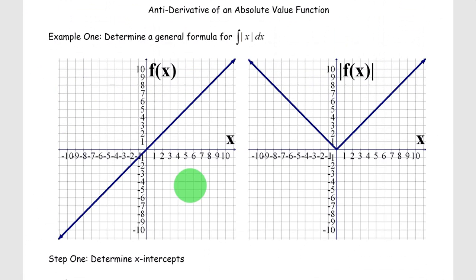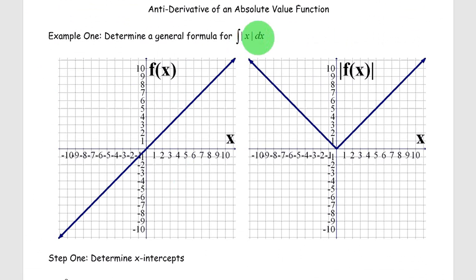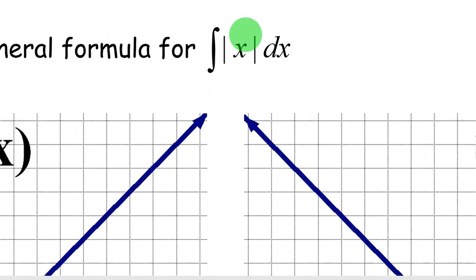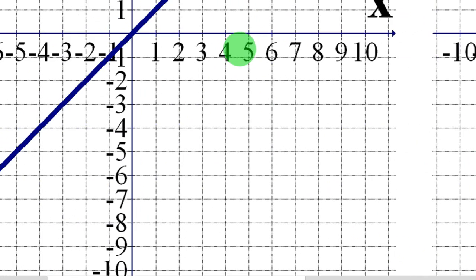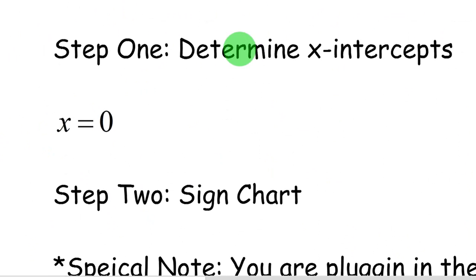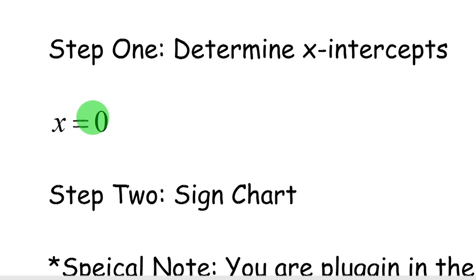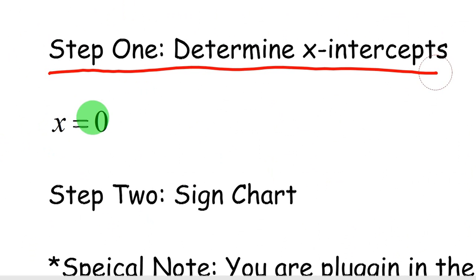What are the x-intercepts of y equals x? We're just focusing on what's in the absolute value bars, which is just the x. So that x-intercept would be 0. That's all you're going to do for step 1. You're just going to determine what the x-intercepts are. In this case, we can see it crosses at x equals 0.